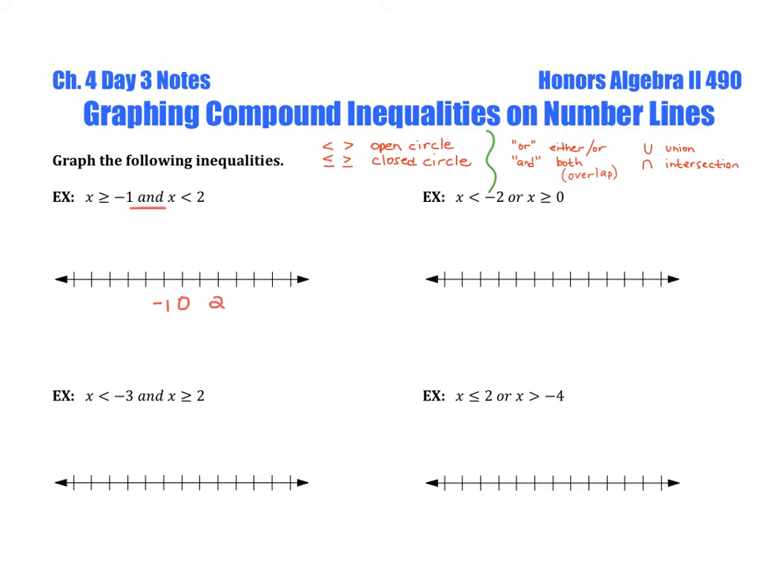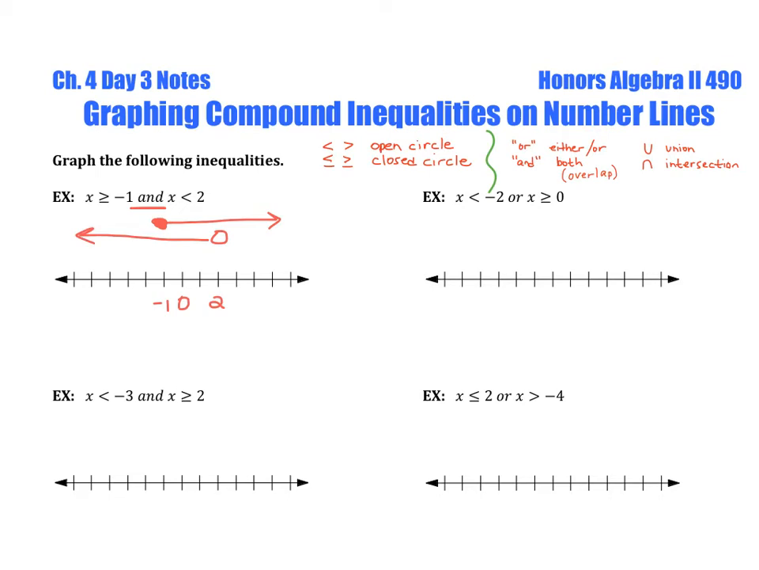Okay, so in the first inequality, x is greater than or equal to -1. We're going to do a closed circle at -1 because we have a greater than or equal to symbol. And then any of the values that are greater than or equal to -1 are to the right of -1. And then if I take the second inequality, x is less than 2, I'm going to have an open circle at 2 because it's a less than symbol, not a less than or equal to. And then any of the values that are less than 2 are shaded to the left of 2.